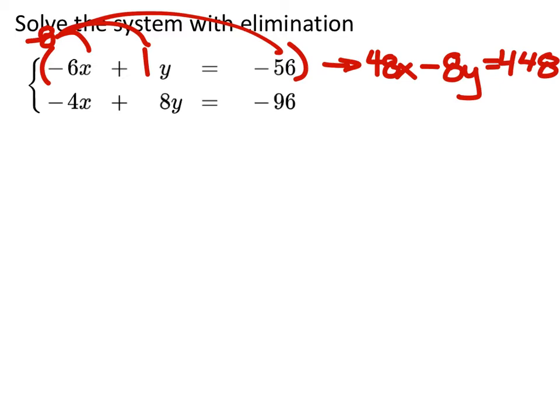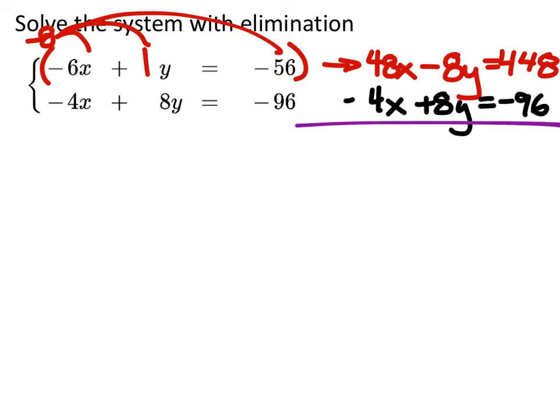All right, well, that's that top equation. The bottom one will stay the same because it already had a coefficient that's the opposite now of negative 8. Well, let's eliminate the y's then. So, right, these are going to go away. Really, they just become a zero pair. And I'll add my 48x's with my negative 4x's. So now I've got 44x's. We already eliminated the y's, and I've got 448 plus negative 96.